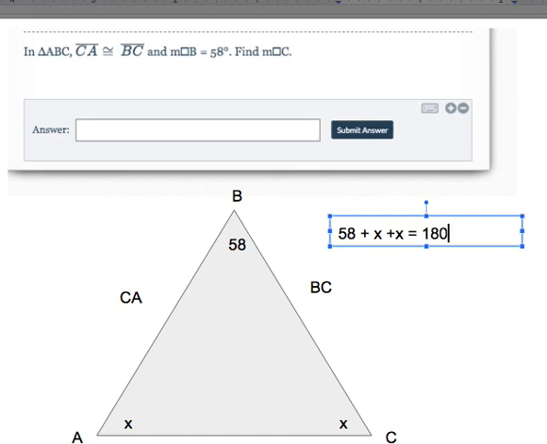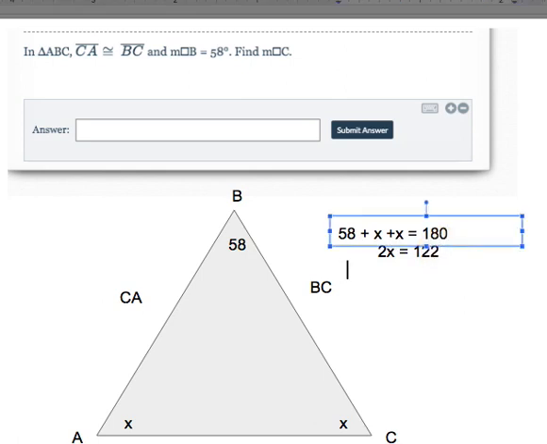equal to 180. So if you need to take a moment and look at your calculators to do that, please do so now. So the first step is to subtract 58 from this and from this, and to combine the like terms. So my next line here is going to be 2x is equal to 122. All I did was subtract the 58 from both sides and combine these here.